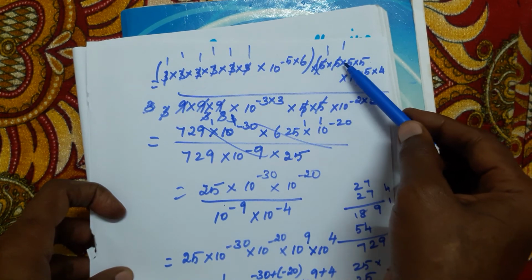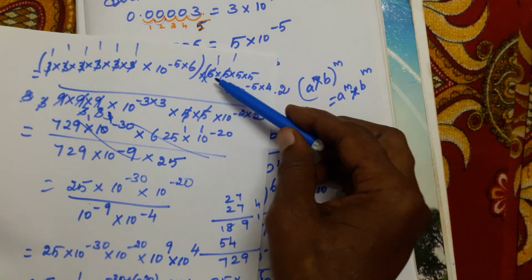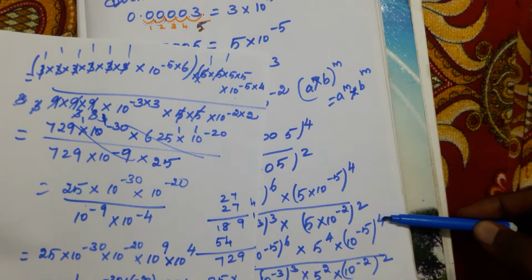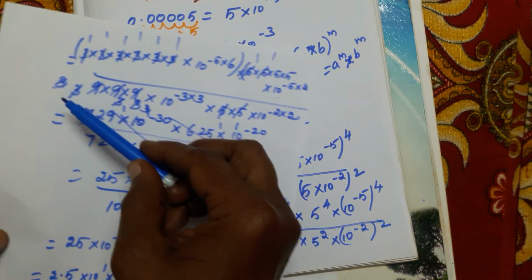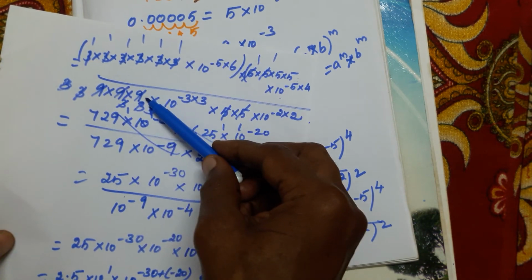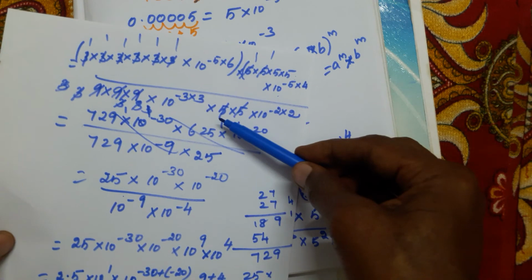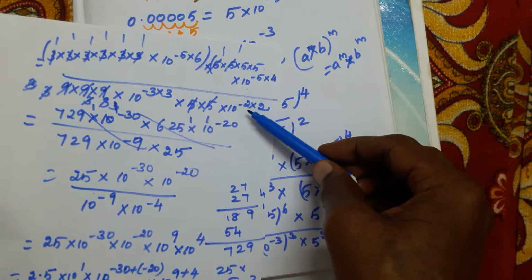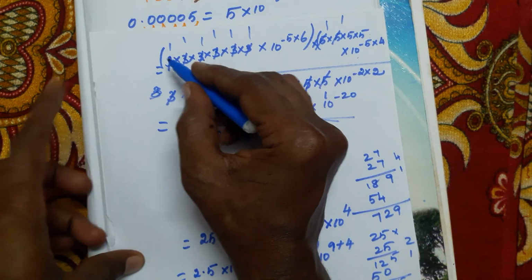Next, 5 power 4: we can write 5 into 5 into 5 into 5, into 10 power minus 5 into 4. Next, 9 power 3: 9 into 9 into 9, into 10 power minus 3 into 3. Next, 5 square: 5 into 5, 10 power minus 2 into 2. We can cancel this.